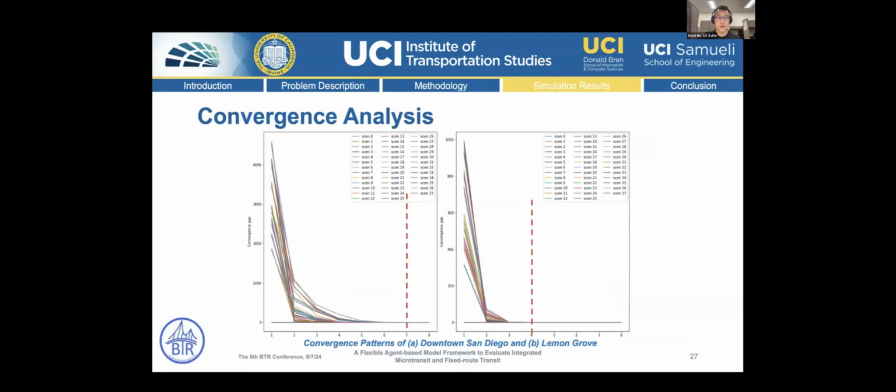And so this is the convergence analysis. The left-hand side is downtown San Diego. We test 38 scenarios. All the scenarios in downtown San Diego could be converged within 7 iterations. And the right-hand side is Lemon Grove, and all of them could converge within 4 iterations.